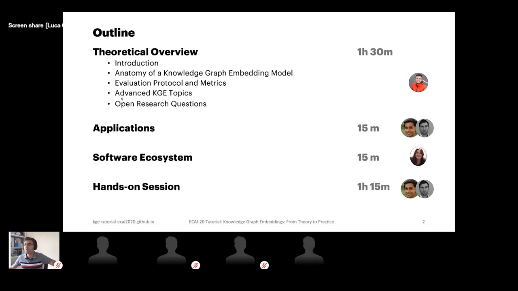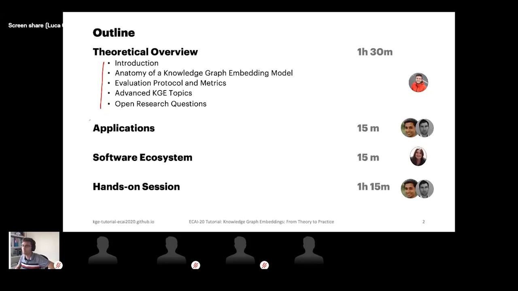Just a few words on the outline, right? We have quite a lot of ground to cover. We're gonna start with the theoretical overview, and we're gonna see how knowledge graph embeddings work in practice, what they are, evaluation protocols, and then we're gonna talk about advanced topics and open research questions, and that will be with myself for about 1 hour and a half. The last 15 minutes will be a Q&A session, so that you can ask questions.